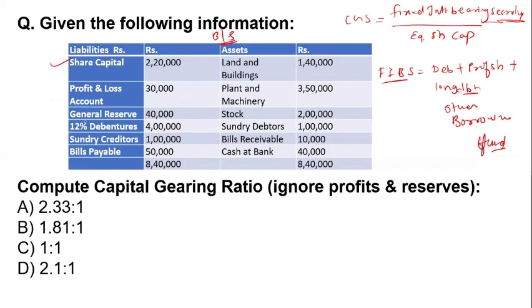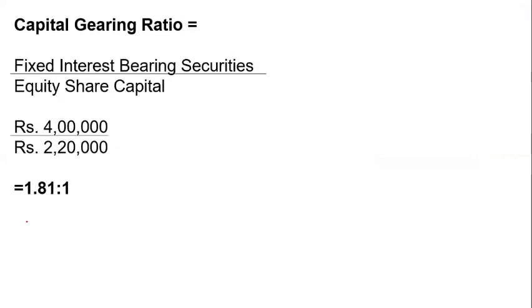You can see that equity share is 2,20,000. In this balance sheet, are you able to see any preference share? No, ma'am. Any kind of long term debt? No, ma'am. Any kind of borrowing? No, ma'am. So what we have available is only the debenture. The debenture is 4 lakh, and the equity is 2,20,000. When we calculate it, we get 1.81. So the right answer for this question is option B. The solution is given on your screen in the slides.